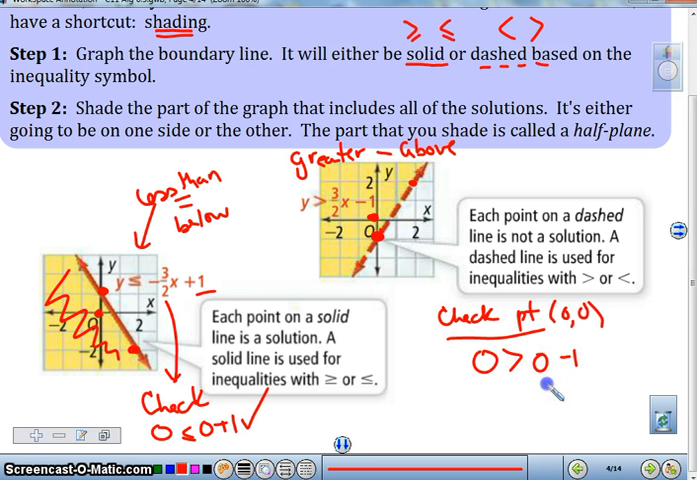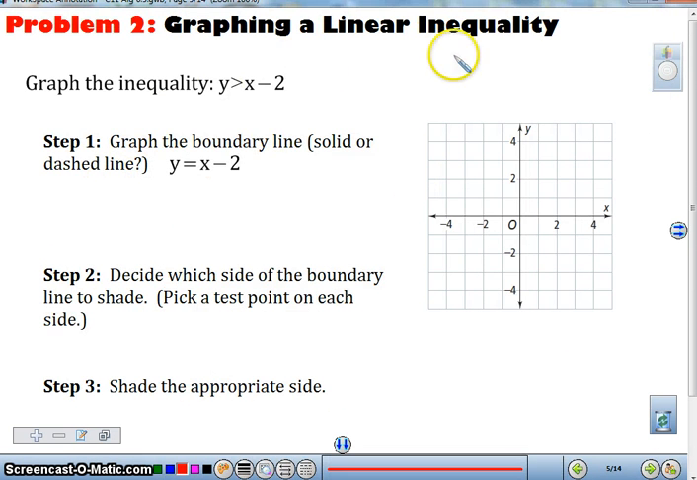Is 0 greater than 1? Yes, so we should shade above. How do you graph linear inequalities? Well, it's nice. Graph the equation for y equals.